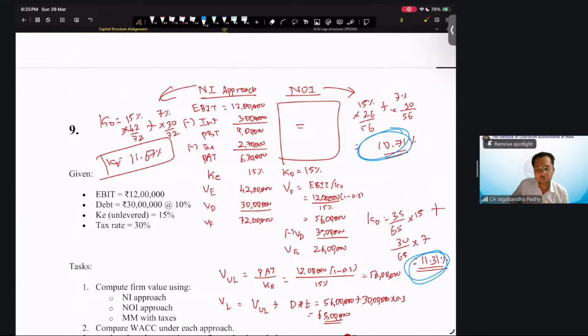In the traditional approach, KO is affected by both KE and KD. In fact, it is affected by the amount of leverage, the amount of debt that you have. KE and KD, both of them change with the amount of debt. So it's impacted by the value of debt, you can say.